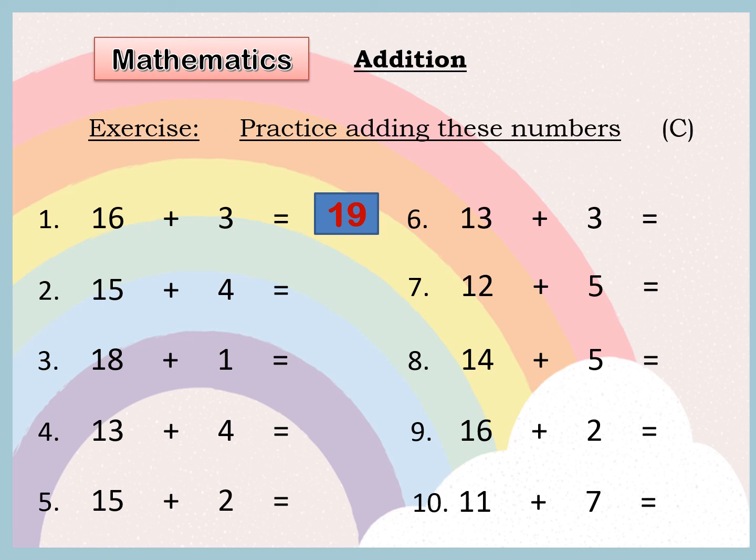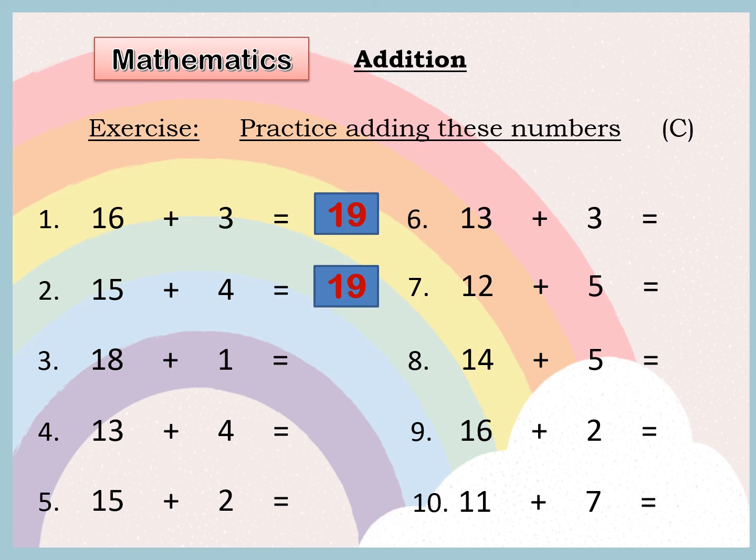Very good. Alright, now number 2, we have 15 plus 4. Which number is bigger? 15 is bigger than 4. So mind number 15. And then count number 4 on your fingers. Now 15 plus 4 is 15. Next is 16, 17, 18, 19.